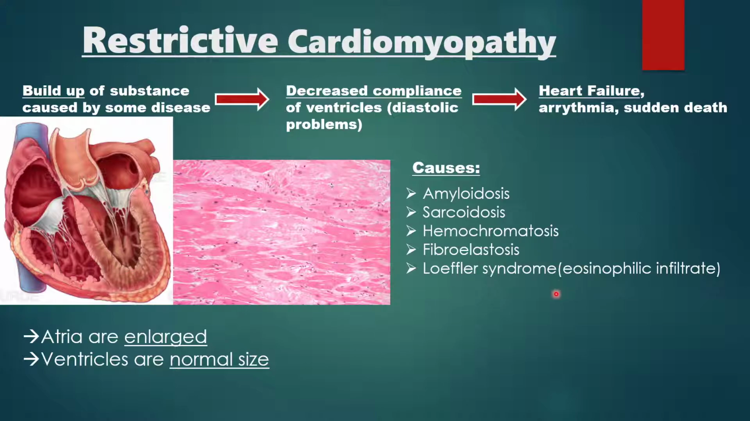If you're given the option between restrictive, hypertrophic and dilated cardiomyopathy, you'll know that if a patient has a disease that causes a buildup of anything, it's most likely going to cause a restrictive cardiomyopathy.